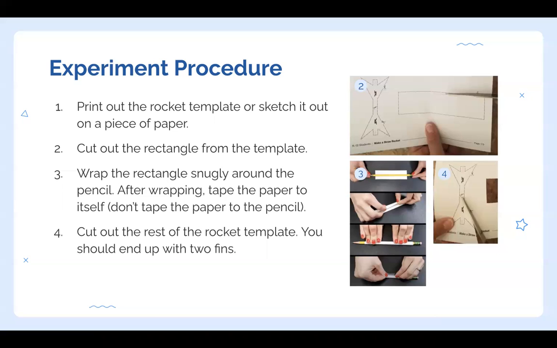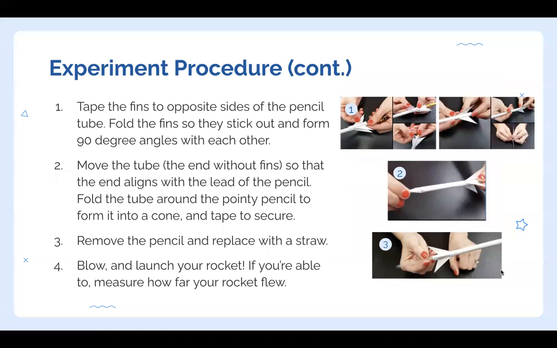The next step is going to be cutting out the rocket part. So go ahead and cut that out. And now we're going to move on to the next 4 steps. So here the first step is to tape the fins to opposite sides of the pencil tube. If you take a look at your template, you should see that the rocket fins are actually 2. So make sure that you've cut down the middle. And then you're going to end up with 2 fins and tape them on opposite sides of the pencil.